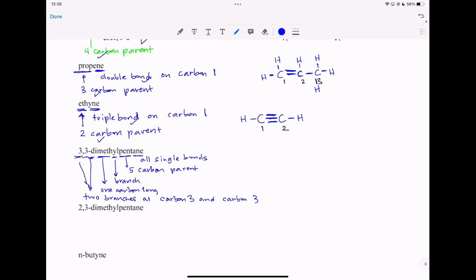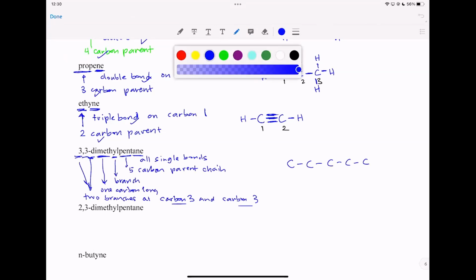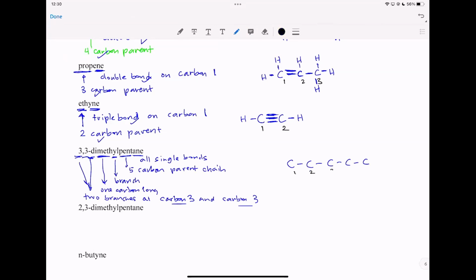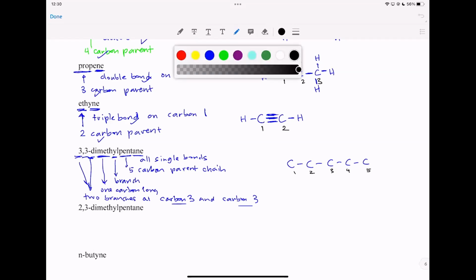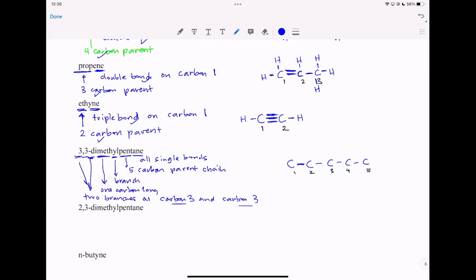Okay, so that's combining that. So they are 2 branches that are each 1 carbon long and located at carbon number 3 and carbon number 3. And they are on a 5-carbon parent chain. So let's build this. 1, 2, 3, 4, 5. And then number those carbons: 1, 2, 3, 4, and 5. Okay, those are all single bonds.